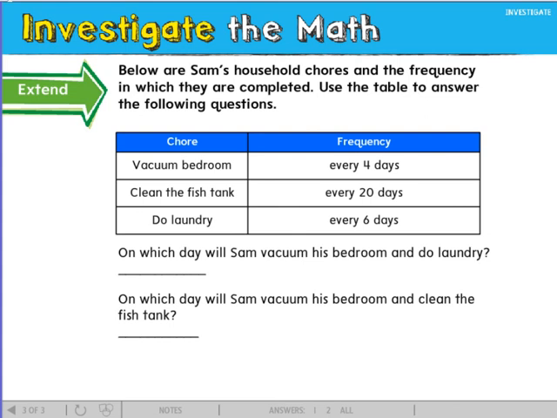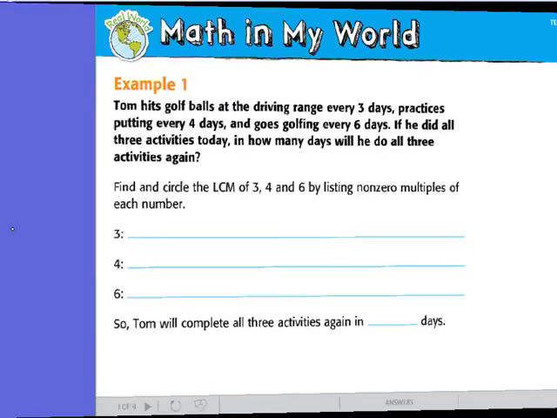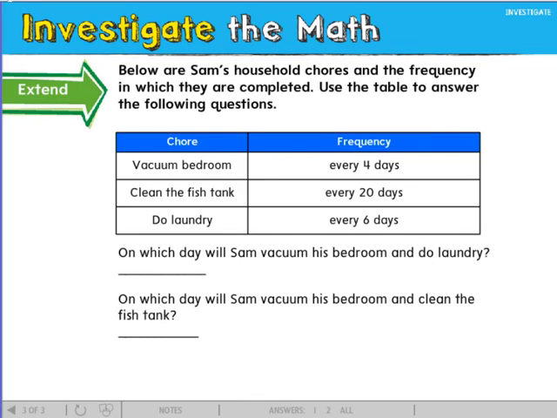When you're doing word problems today, this is how they are going to be set up. It says Sam's household chores and the frequency in which they are completed are used on the table to follow the questions. He vacuums his bedroom every 4 days. He cleans a fish tank every 20 days. He does the laundry every 6 days. On which day will Sam vacuum and do his laundry? So we're looking for the least common multiple between 4 and 6.